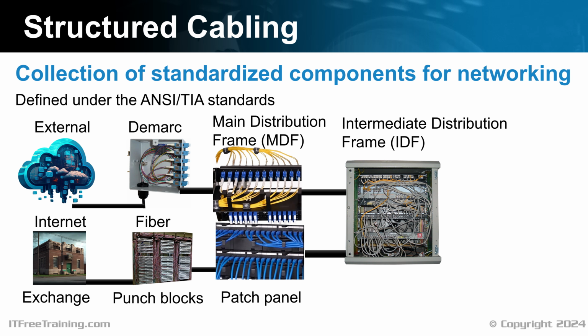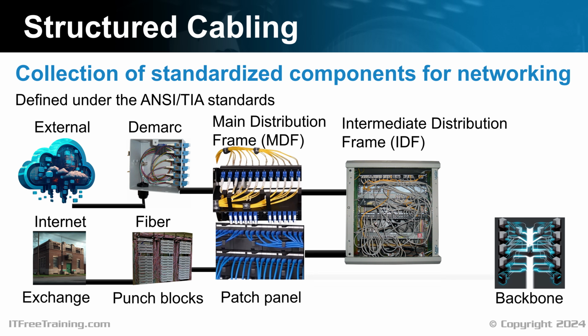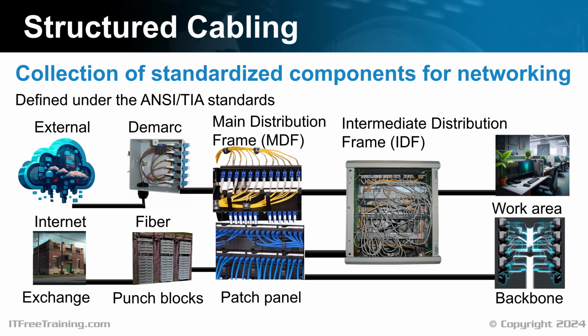These IDFs are connected by backbone connections. These backbone connections also run all over the site and allow different areas to be connected together. This is generally done due to distance limitations, but sometimes may also be because of environmental factors. From each of the IDFs, there will be cables that go to the work areas. Thus, you can see how each component makes up part of the network.